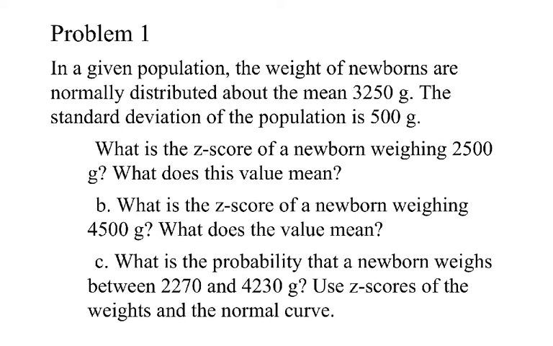All right, so problem 1. In a given population, the weight of newborns are normally distributed with a mean of 3,250 and a standard deviation of 500. What is the z-score of a baby weighing 2,500 grams, and what does this mean?